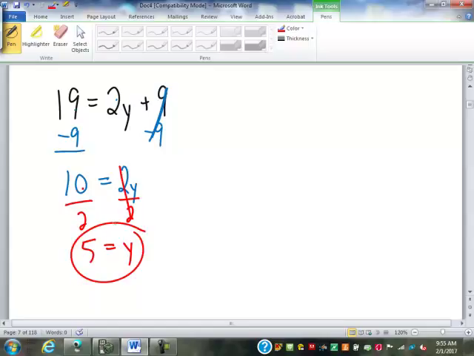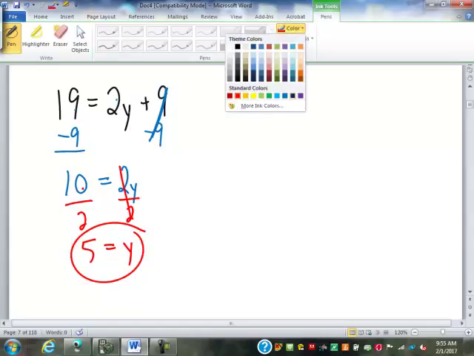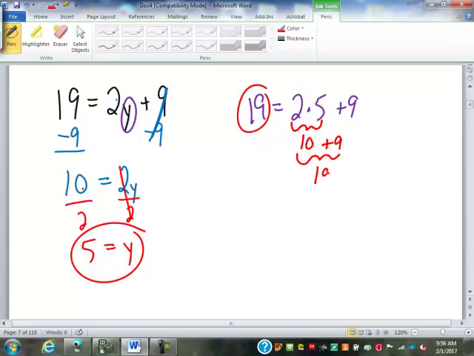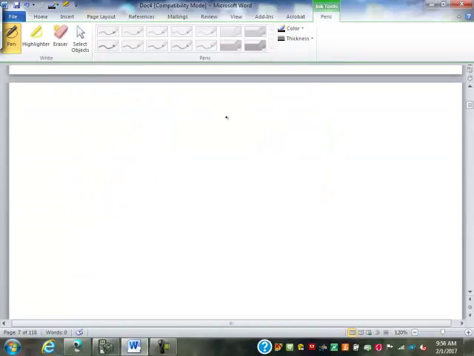Now again, just like we did before, we can double check this. Replacing, if y equals 5, we can replace y with 5 up here. So instead of 2 times y, it's 2 times 5 plus 9. Now again, there's nothing to do with the 19. 2 times 5 is 10, plus 9 is 19. So we do have the same value on both sides. So we're relatively sure of that answer. In your notes, I'm going to have you try one quick.